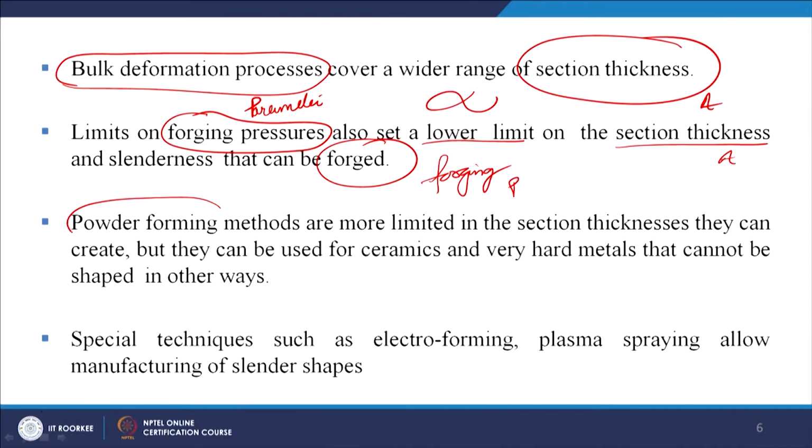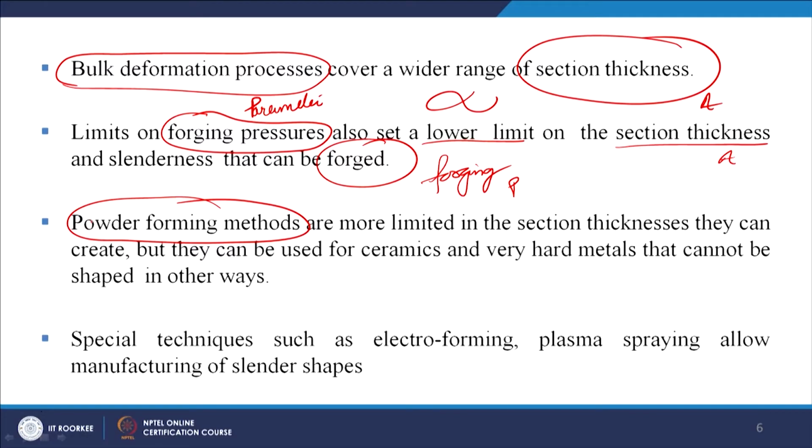So similarly, the powder forming methods, again this is a process, are more limited in the section thickness they can create, but they can be used for ceramics and very hard metals that cannot be shaped in other ways. So powder forming methods cannot produce very thin sections, but they can be used for materials which otherwise are very difficult to shape. There are materials which have a very high melting point, so they cannot be made by casting. They may have very high hardness, so they cannot be machined.